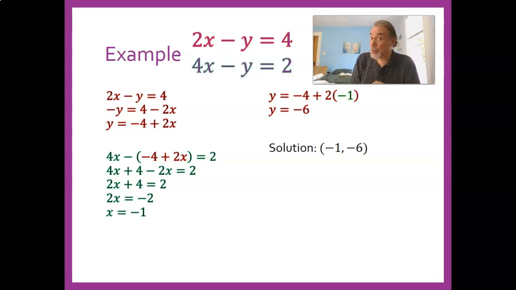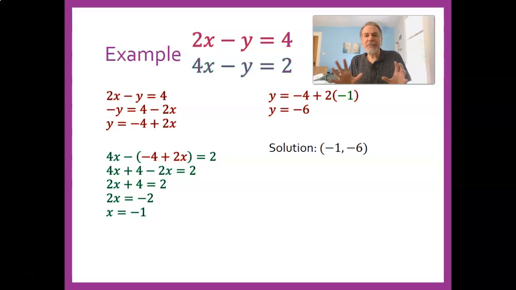This isn't the only way you could have done this. I could have started with the second equation and solved it for y and substituted that into the first equation and gone from there. And I could have solved one of these equations for x instead of y. It would have been a little more complicated because I have to divide through by something. There might be fractions involved, but I could do it that way.